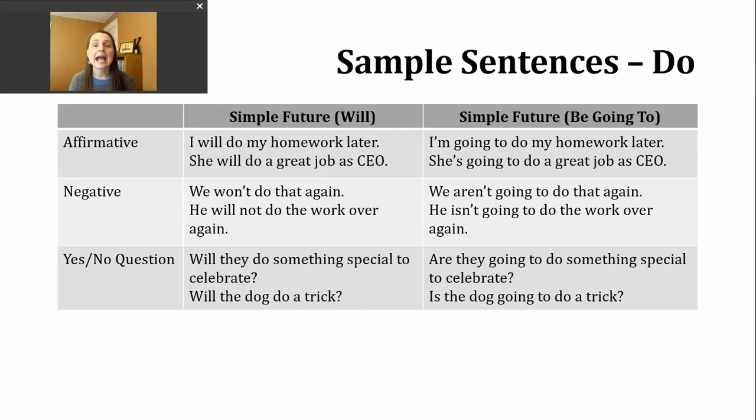Now let's take a look at negative sentences. Okay? If we're making a negative with will, we're going to insert not after will. You might hear some people use the contraction won't. For be going to, we're going to insert not after our be verb. And you might hear people use the contractions isn't or aren't. But there's no contraction with am. So let's look at an example.